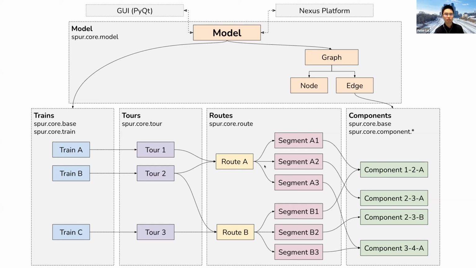And the event-based nature of the simulation means we can pause the simulation in the middle and change some things like modifying the route or the tour, and then resume the simulation and observe the effects.